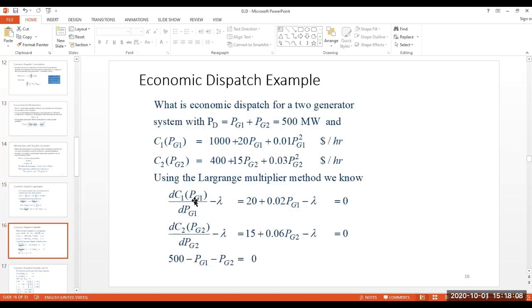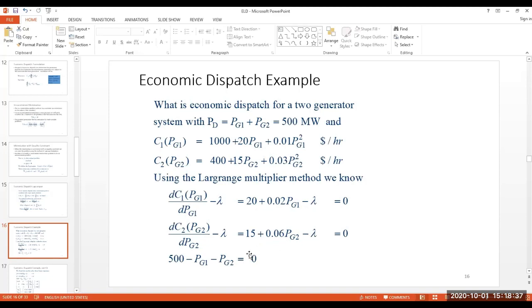Taking the partial derivative, as I said earlier, is simply taking the ordinary differentiation of this cost function with respect to PG1, and because of the minus, there is a minus lambda. That should be equated to 0. So dC1 over dPG1 is nothing but how much? 20 plus the 2 will come down here, so 0.02 PG1 minus lambda equals 0. We take the derivative for the second one. You can easily calculate that and equate it to 0.